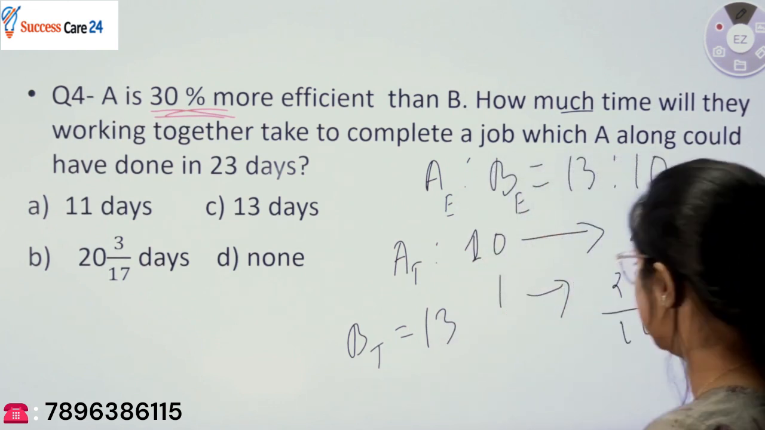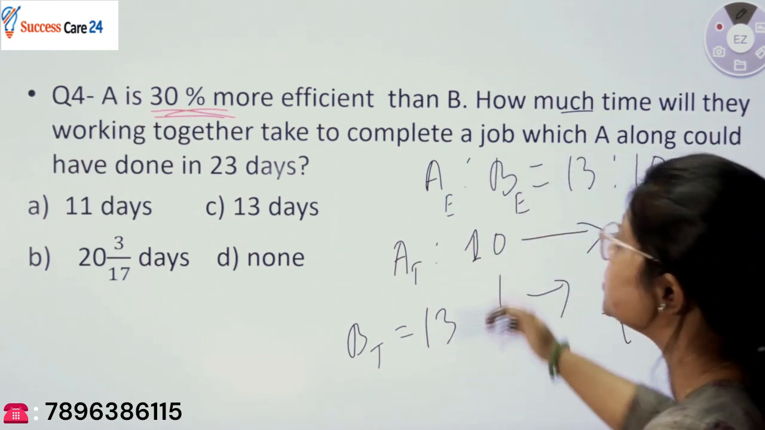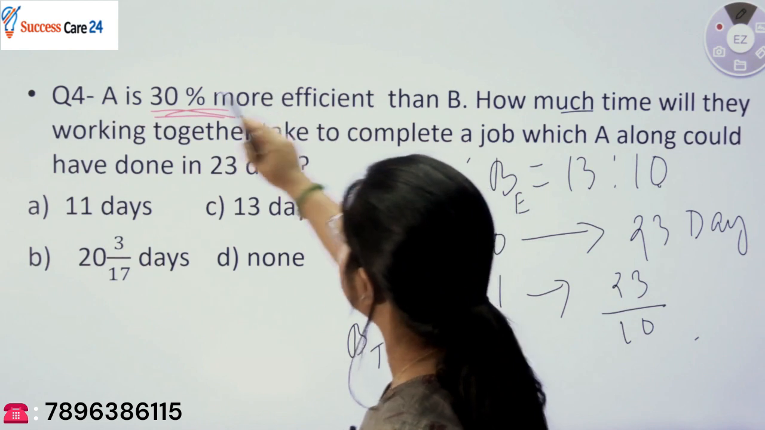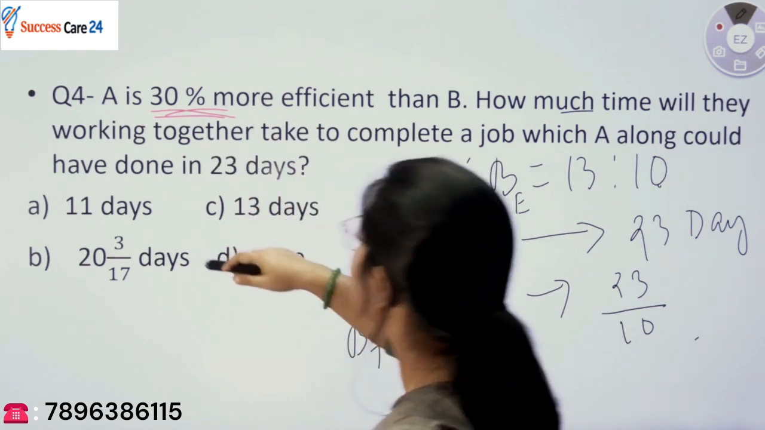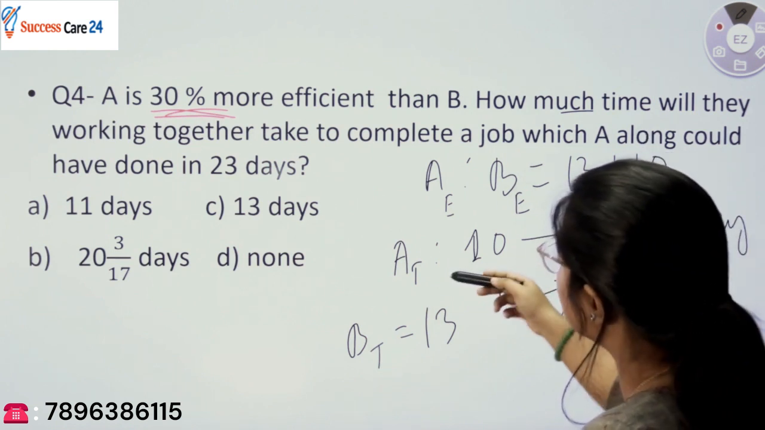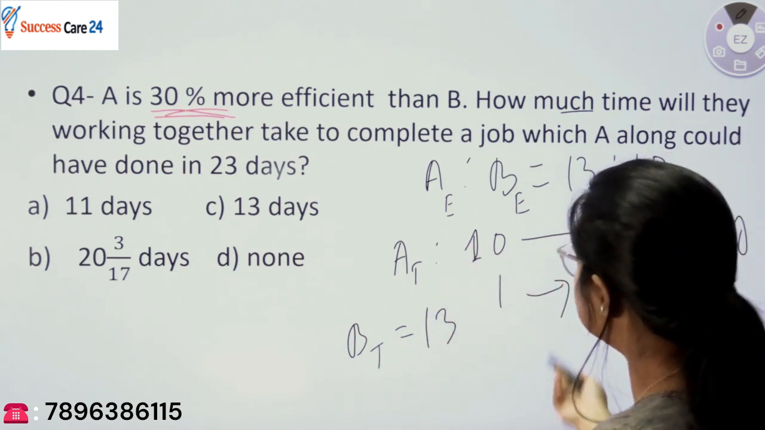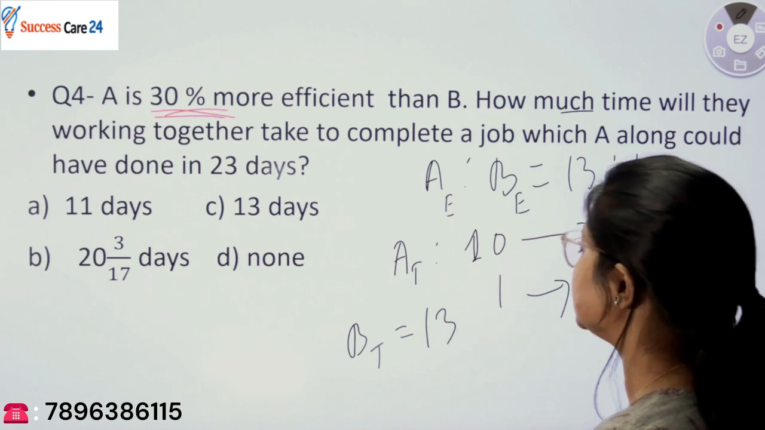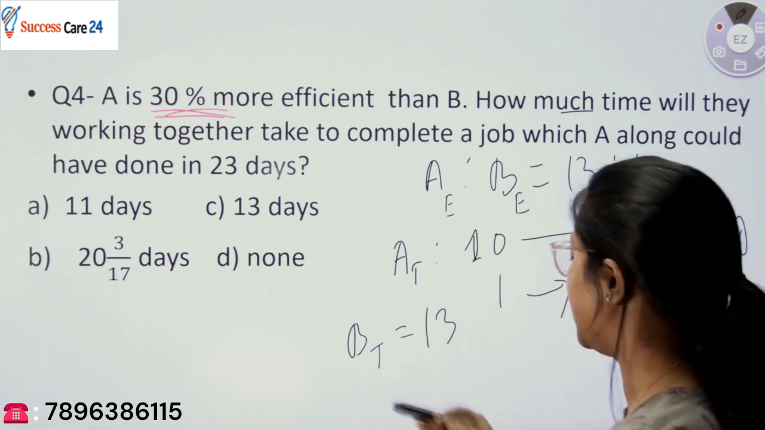Ratio is 13, because we are dealing with ratios here, since you are given the ratios of efficiencies. A is 30% more efficient than B. So that means the efficiency ratios are 13:10. That is why the times ratio would be inverse. That would give you 10 and 13 as the ratio of time taken by A and B.